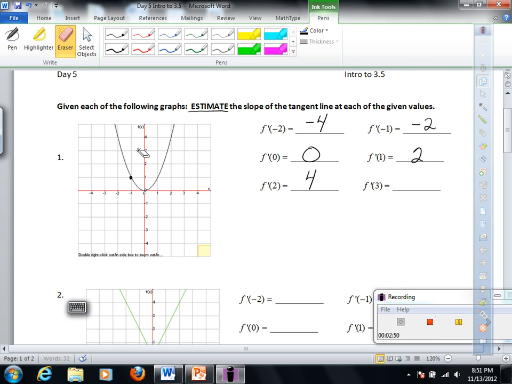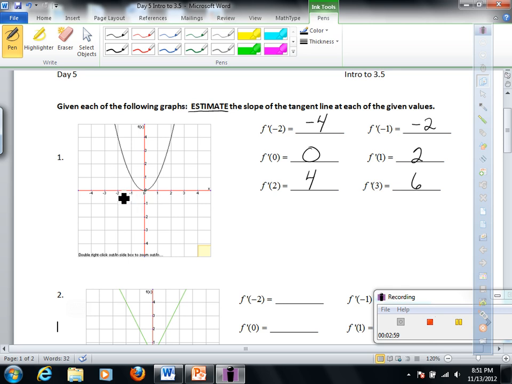If you think about the slope at x equals 3, that's way up here. It's going to be something kind of big. The right answer is 6. If you thought it was 8, big deal. But here's why I did all this work. I want to graph the derivative of this parabola. So I'm going to plot these points now.